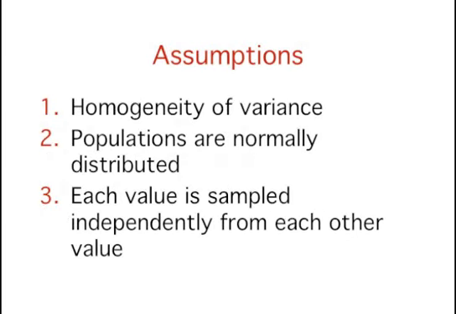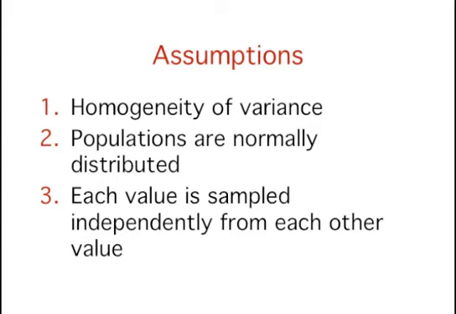Before proceeding with the calculations of MSE and MSB, it is important to consider the assumptions made by ANOVA. The first assumption is that the populations have the same variance. This assumption is called the assumption of homogeneity of variance. The second assumption is that the populations are normally distributed. The third assumption is that each value is sampled independently from each other value. This assumption requires that each subject provide only one value. If a subject provides 2 scores, then the values are not independent.